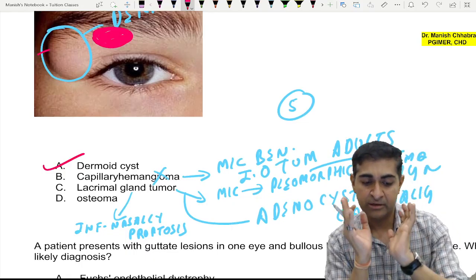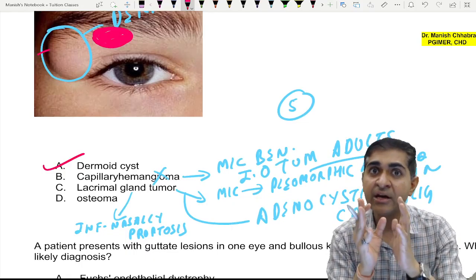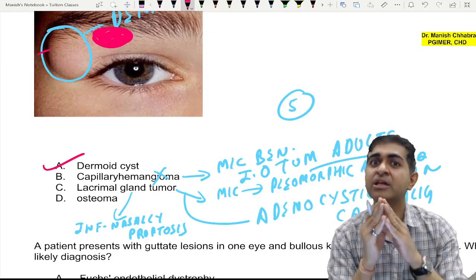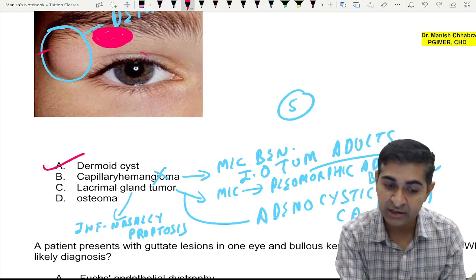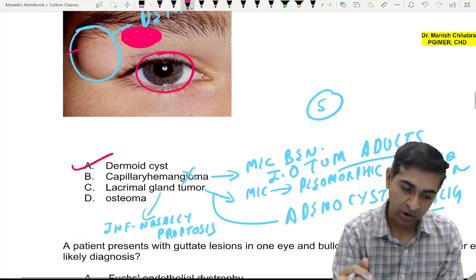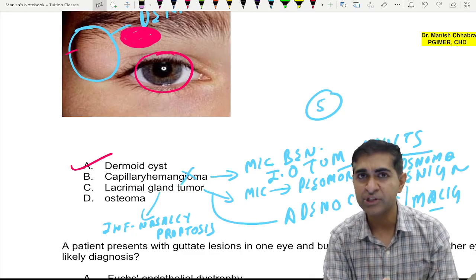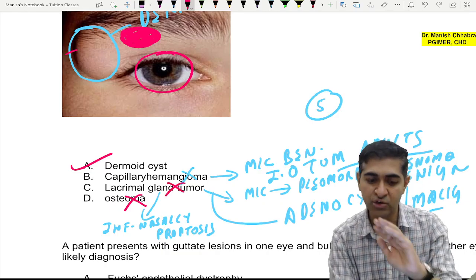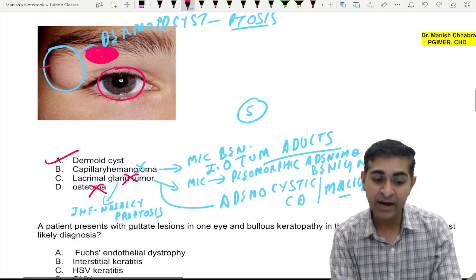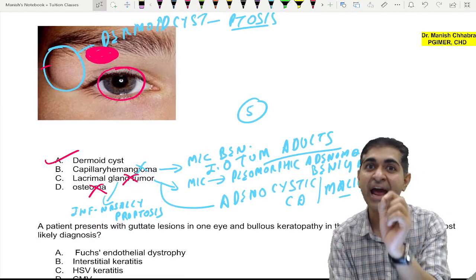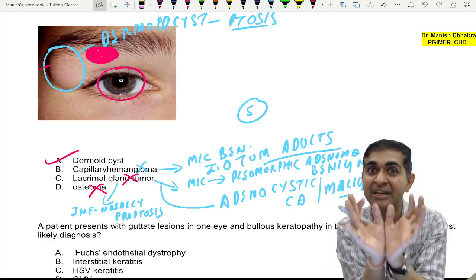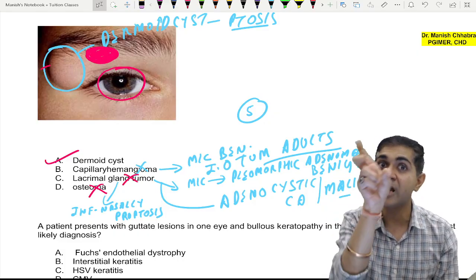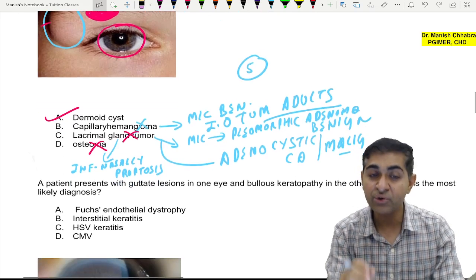Dermoid cyst can also lead to some sort of proptosis in some cases, but with a lacrimal gland tumor there are high chances of proptosis, and here you can see that there is no proptosis. The fourth option is osteoma, which is a vague option, so we can eliminate this. Lacrimal gland tumor is also eliminated, so we are left with dermoid cyst. Also, lacrimal gland tumor is more common in adults, but here we are talking of a 5-year-old child, because the age is 15 years and it is present since the last 10 years. So that is also eliminated.